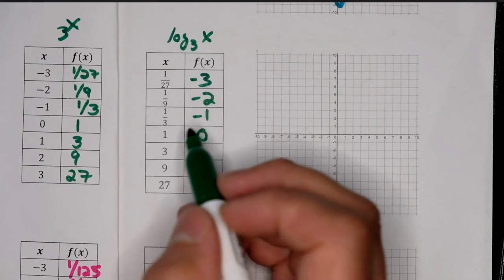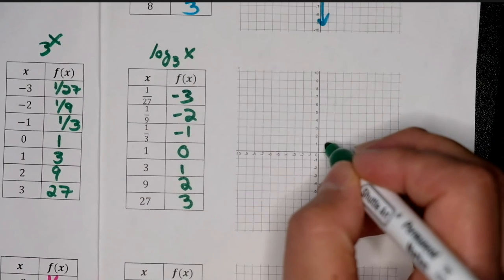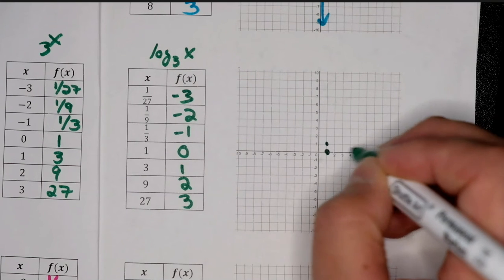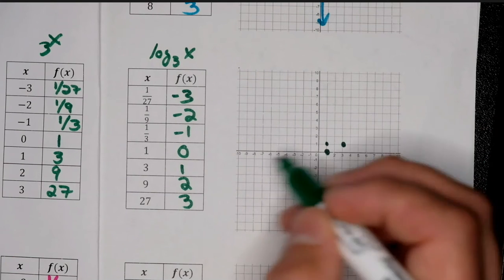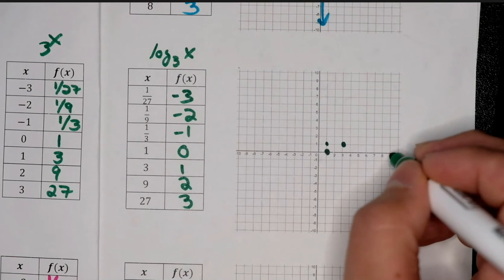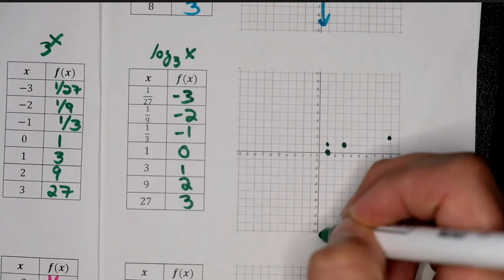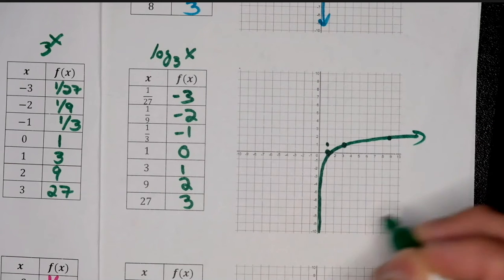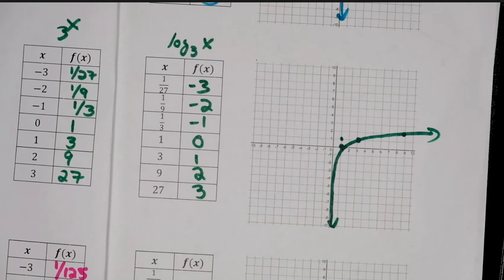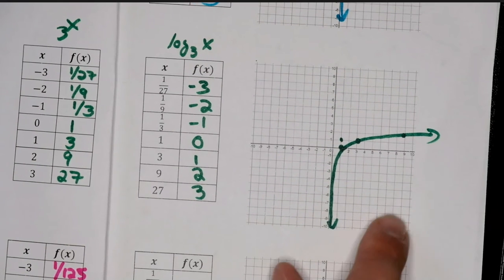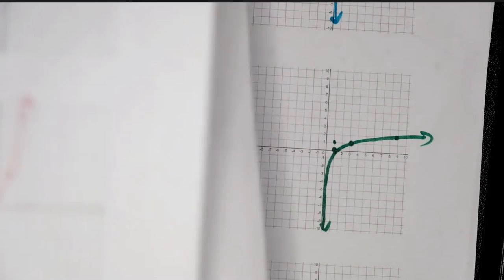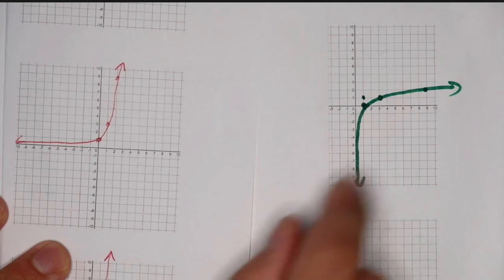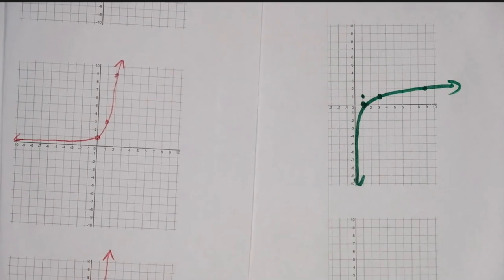I can say, okay, I've got 1, 0 as a point, 3, 1. Oops, 1, 0 is right there. 3, 1 is right here. And then 9 comma 2. And then the rest is going to be off the graph. So it's going to come like so. Pretend like I didn't write that dot right there. And so that's the log base 3 of x graphed out. We can compare it to the other function we did. This is 3 to the x. That's log base 3 of x. And notice they are inverses to one another.